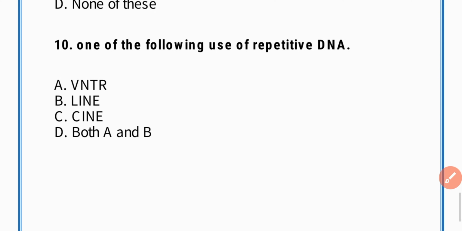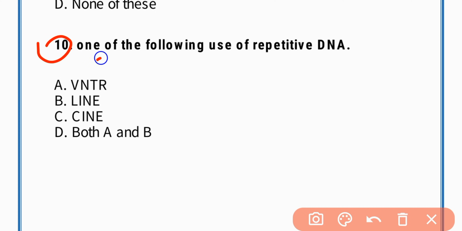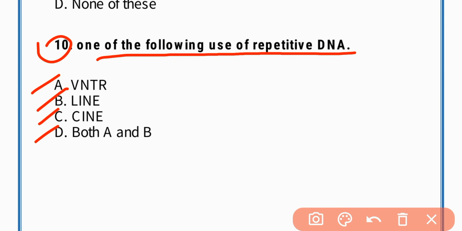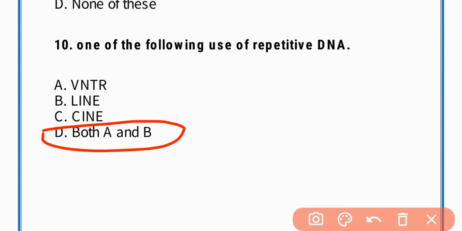MCQ number 10. One of the following is a use of repetitive DNA: VNTR, LINE, SINE, both A and B. Option D is correct. Both A and B are used for repetitive DNA.